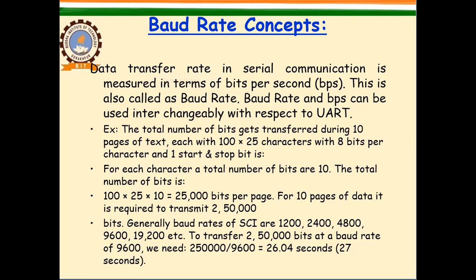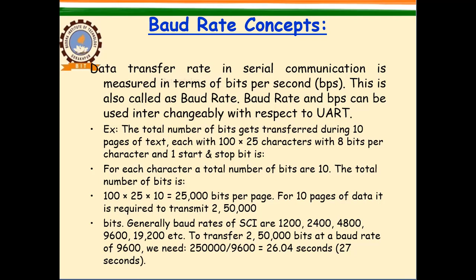Suppose 10 pages of text can be transferred, and in each page there are 100 by 25 characters, with a character length of 8 bits, and it also has one start and one stop bit. So for each character the total number of bits is 10. The total number of bits is 100 times 25 times 10, that is 2500 bits per page.